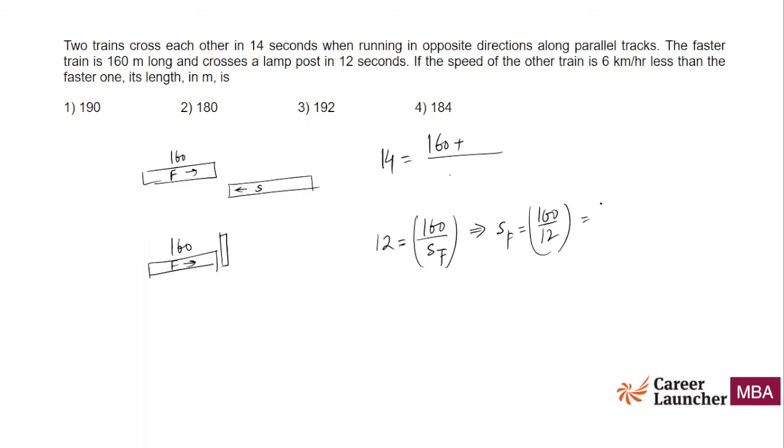Let's get rid of 4. So I'll have 40 by 3 meters per second. Okay. So I know the speed of the faster train as well, 40 by 3.